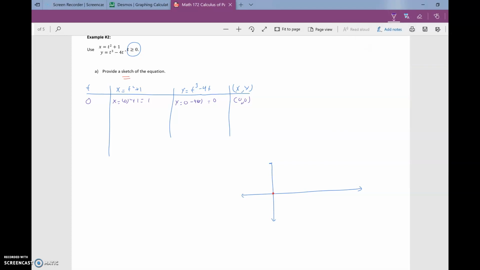And then let me plug in 1. So our x value is going to be 1 squared plus 1. I'm getting 2. Your y value is going to be 1 to the third minus 4 times 1. So this one's going to be 1 minus 4, or negative 3. So 1 comma negative 3 for that coordinate point.